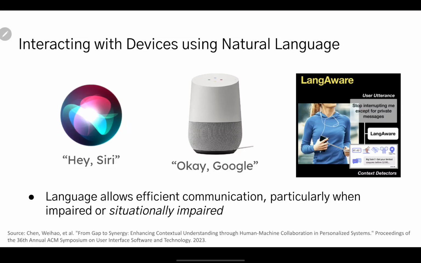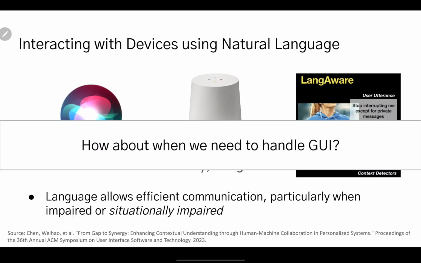Anyway, language allows us efficient communication, particularly when we have a disability or impaired modality, or we are situationally impaired. Situationally impaired means, like, when we are running or doing some task with our hands, being busy, then we cannot use our hands. That is situationally impaired. Or we have to look at something and want to interact with natural language, then our vision is situationally impaired.